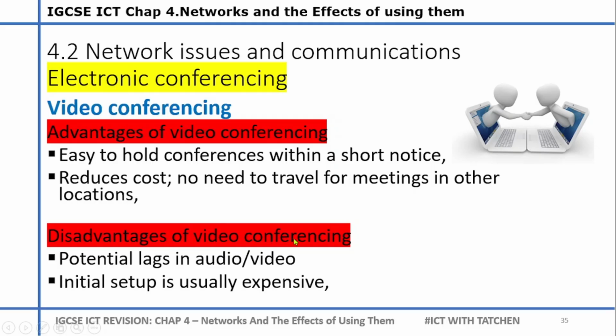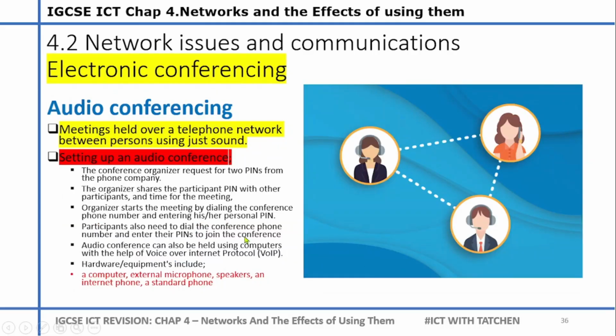Now, disadvantages of video conferencing: potential lags in audio or video. At times somebody will speak, and it takes a few seconds before you even hear what the person is saying. Also, the initial setup is usually expensive. That's true. You need to probably buy webcams, microphones, speakers so that everything is good. So that's a disadvantage.